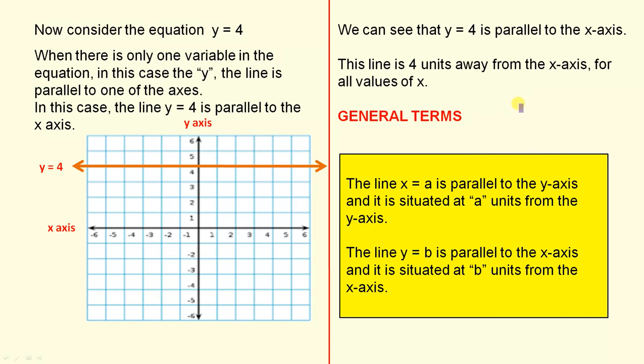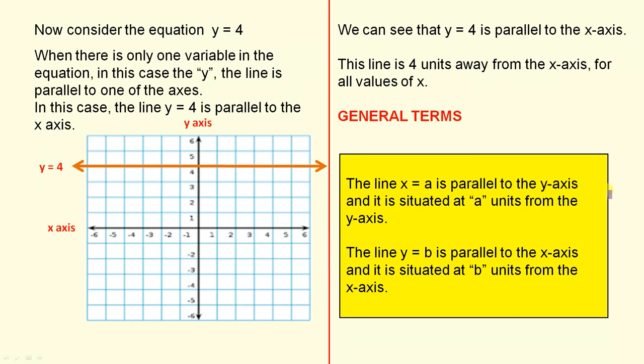We can see that y equals 4 is parallel to the x-axis. This line is 4 units away from the x-axis for all values of x. That means whatever x value you pick and you travel towards the line in a vertical direction, it's 4 units.